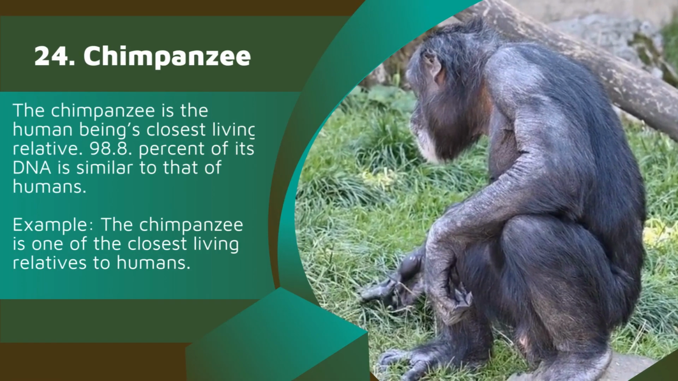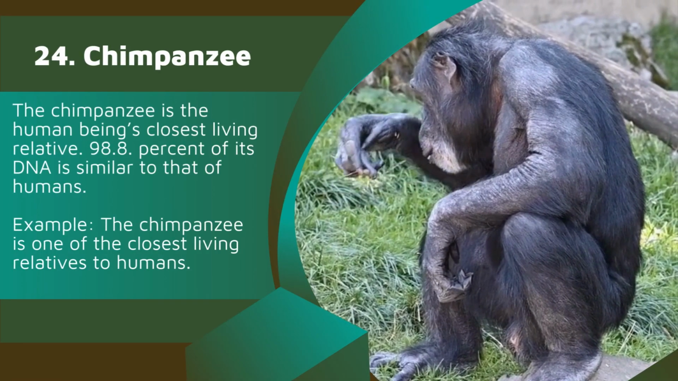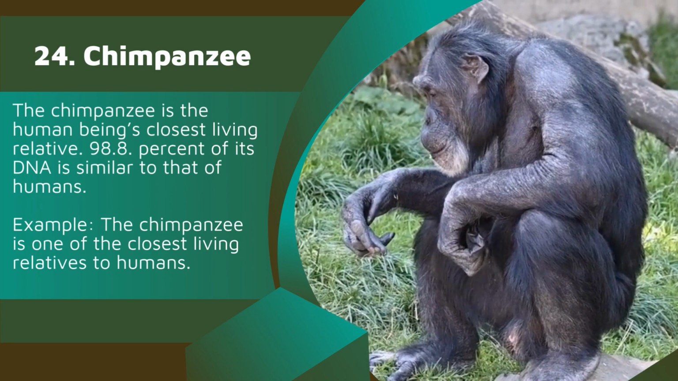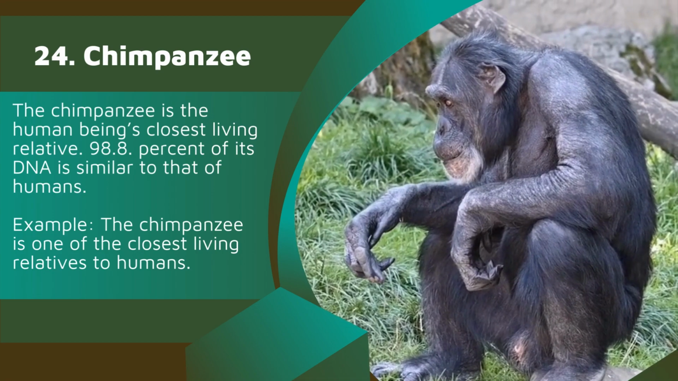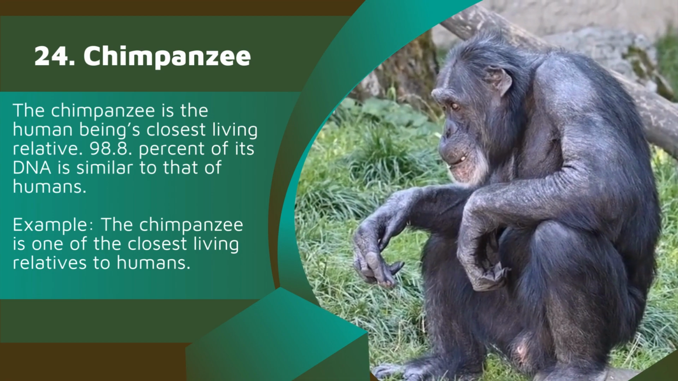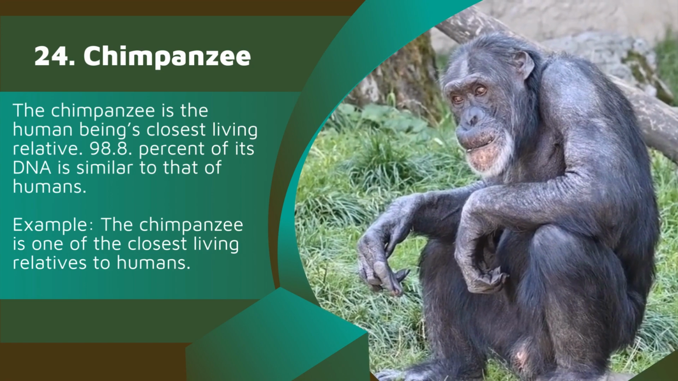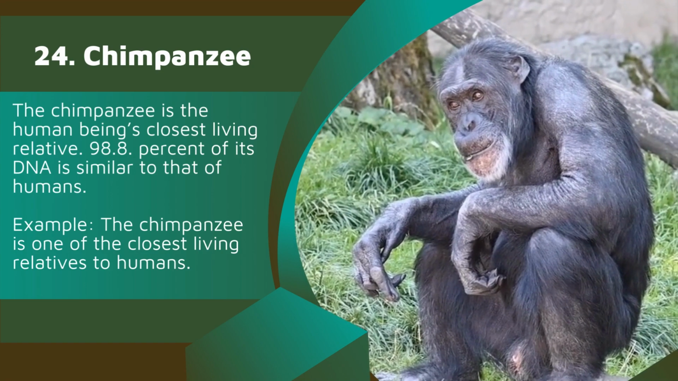24. Chimpanzee. The chimpanzee is the human being's closest living relative. 98.8% of its DNA is similar to that of humans. Example, the chimpanzee is one of the closest living relatives to humans.